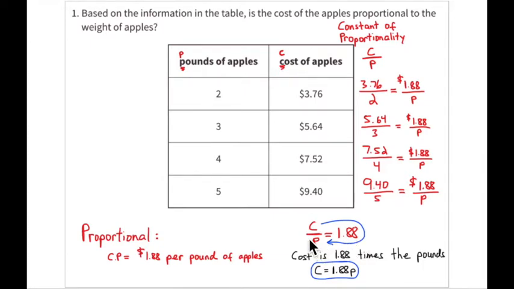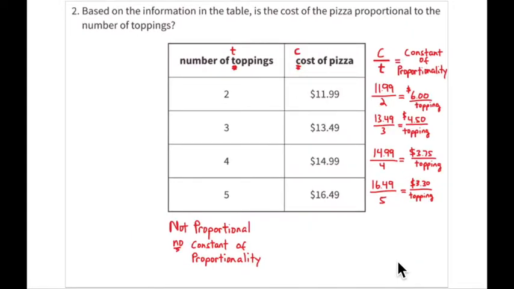And so the cost is 1 88/100 times more than the number of pounds. So notice that the cost is a bigger value. It's larger than the pounds of apples. It's 1 88/100 times larger. So the cost is 1 88/100 times the number of pounds of apples. So cost equals 1 88/100 times the number of pounds. It is a proportional relationship.